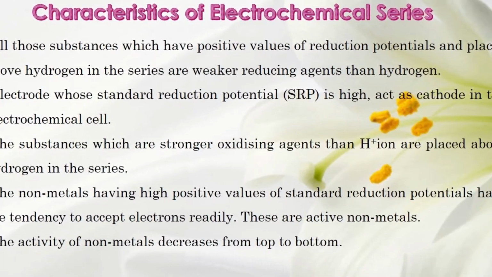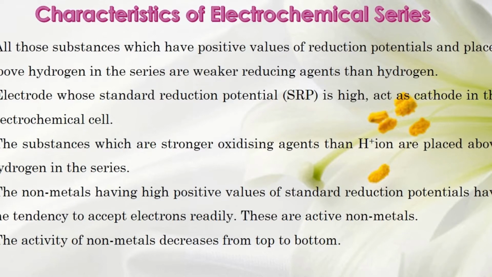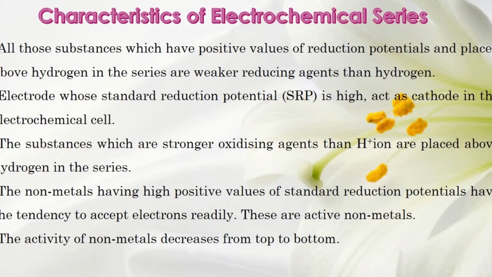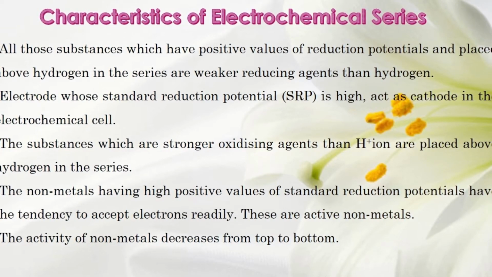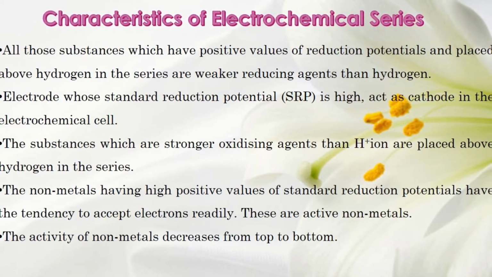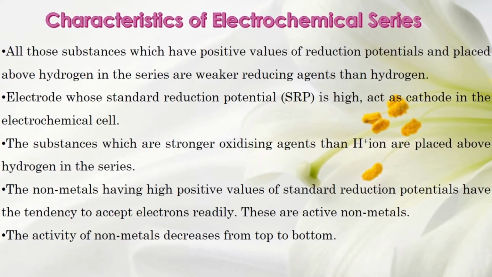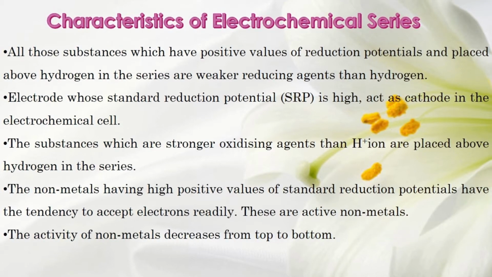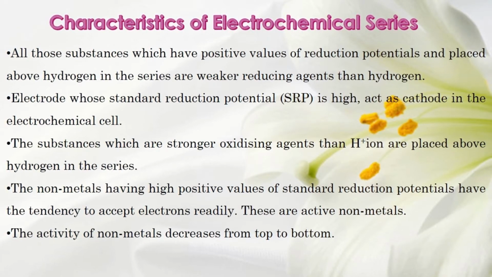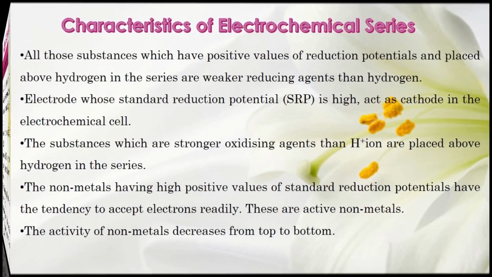The substances which have positive standard reduction potential values are placed above hydrogen in the electrochemical series. Those substances will be weaker reducing agents than hydrogen but stronger oxidizing agents than H plus ions. The electrodes which have positive standard reduction potential can act as cathode in the electrochemical cell. They will be nonmetals, and the activity of nonmetals decreases from top to bottom.